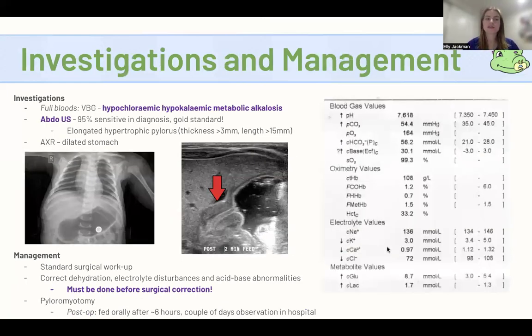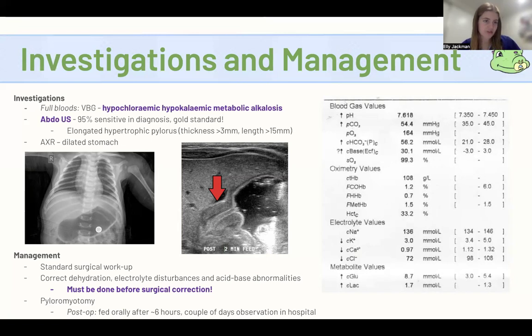In terms of investigations, the really key one for bloods, you'll do full bloods, but the key one is a VBG. Pyloric stenosis has a very characteristic hypochloremic, hypokalemic metabolic alkalosis. So this is caused by a loss of hydrochloric acid in gastric fluid through the vomiting, which then causes an alkalosis and also the hypochloremia. Hypokalemia is caused by potassium being lost through the vomiting, but then also through the renal compensation for the vomiting.